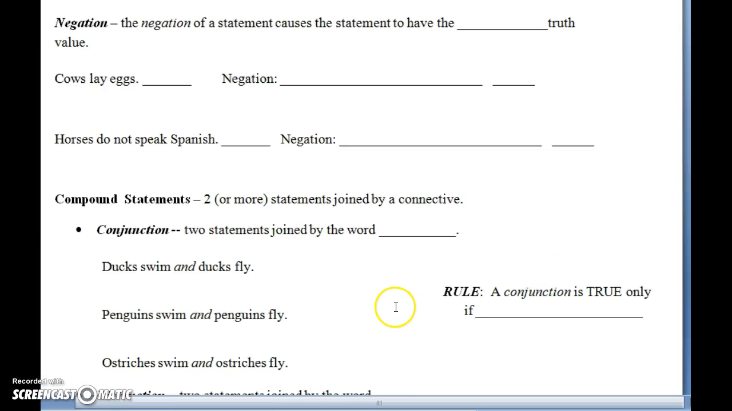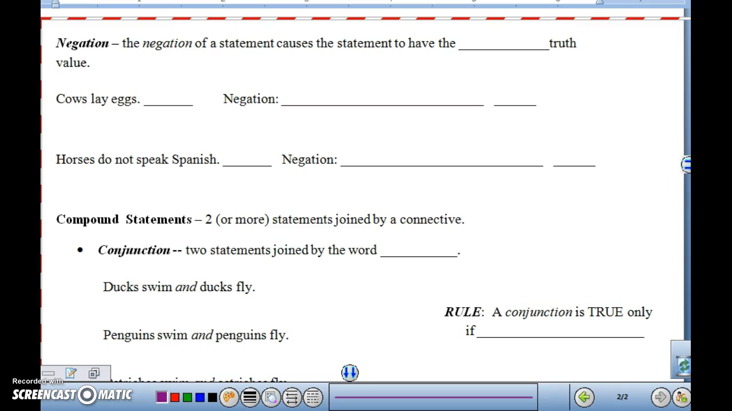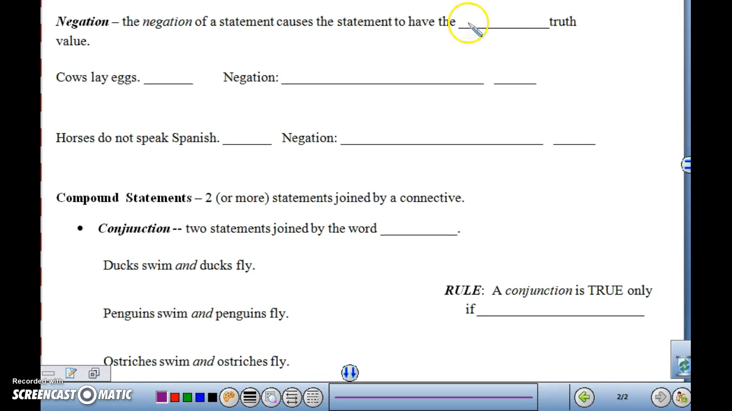The next thing we're going to look at is the negation of a statement. The negation of a statement causes the statement to have the opposite truth value. So let's look at a couple of examples of negation.